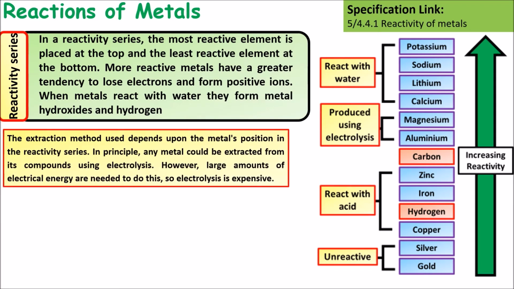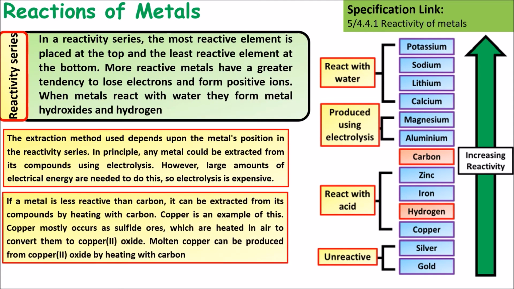So the extraction method used to extract different metals depends upon the metal's position in the reactivity series. So for instance, if a metal is less reactive than carbon, a metal oxide can be reacted with carbon and the carbon will grab the oxygen off of it, you'd be left with the metal and you'd form carbon dioxide.